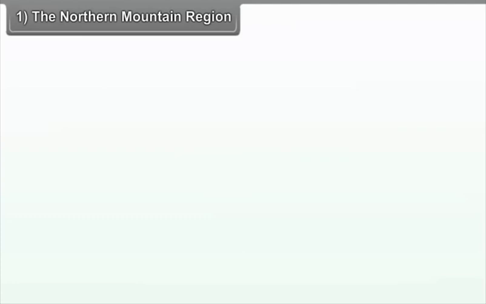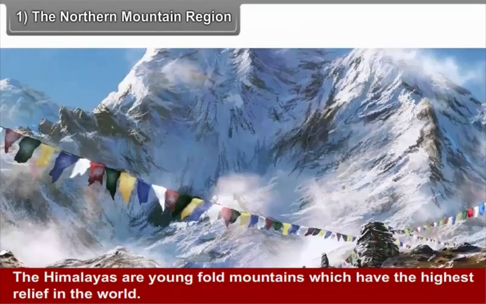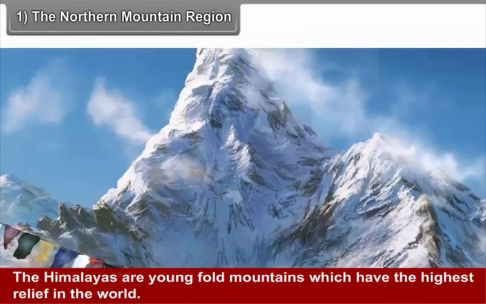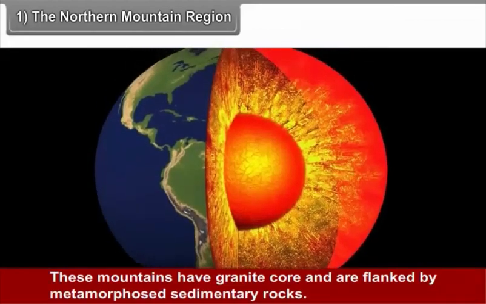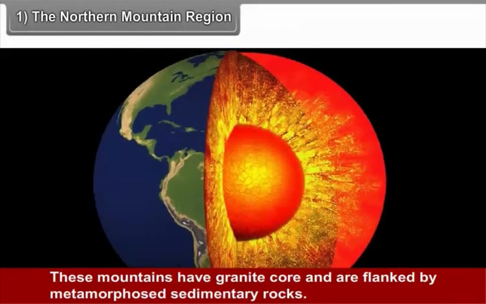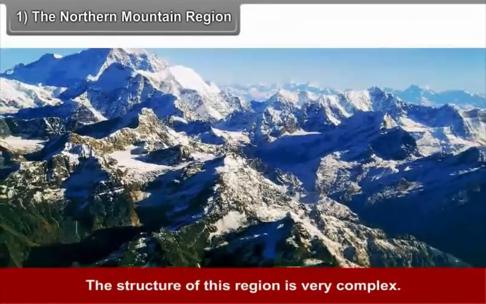1. The Northern Mountain Region. The Himalayas are young fold mountains which have the highest relief in the world. These mountains have a granitic core and are flanked by metamorphosed sedimentary rocks. The structure of the region is very complex.